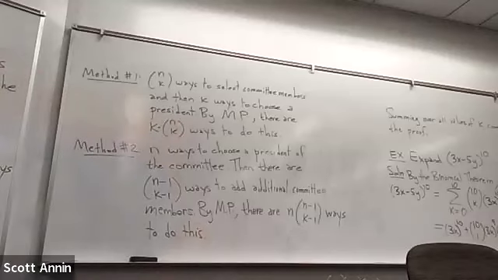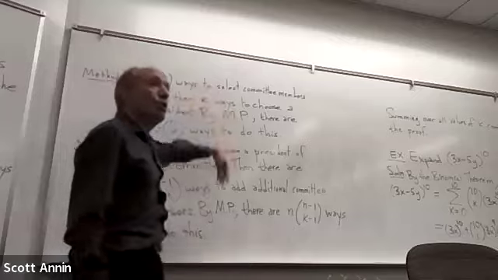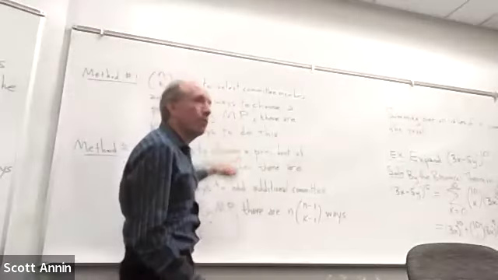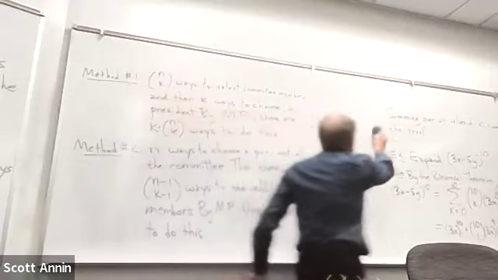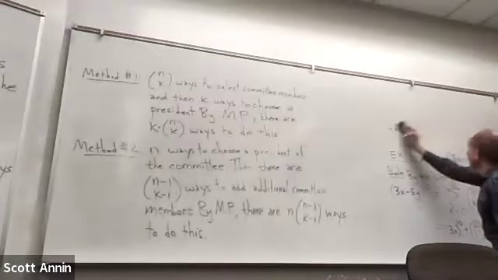But again, by the multiplication principle, there are n times n minus 1 choose k minus 1 ways to do this. Okay, we've counted the same thing in 2 different ways. Notice that I started off by telling you what I was going to count, and then I proceeded to explain how many choices I have for doing it in 2 different ways. And so those 2 ways have to be the same amount.